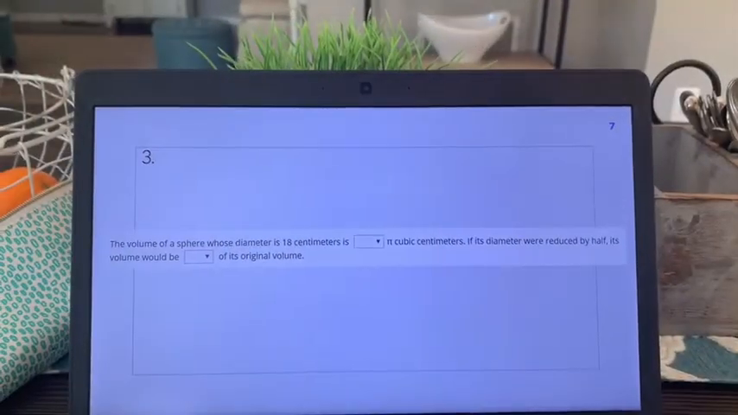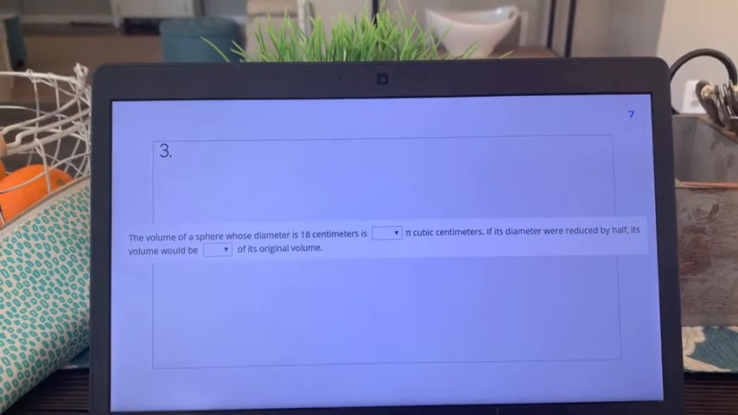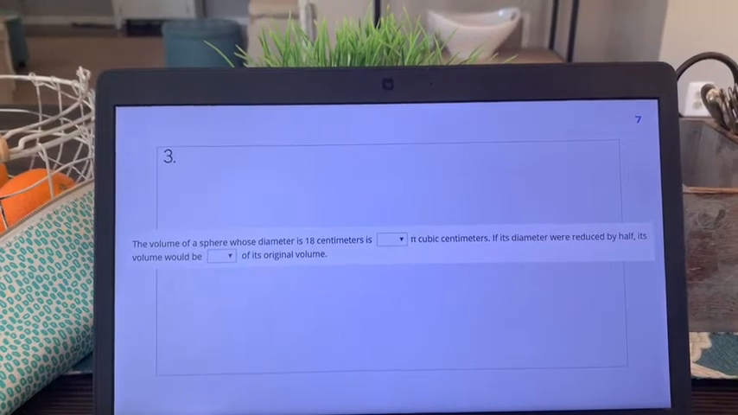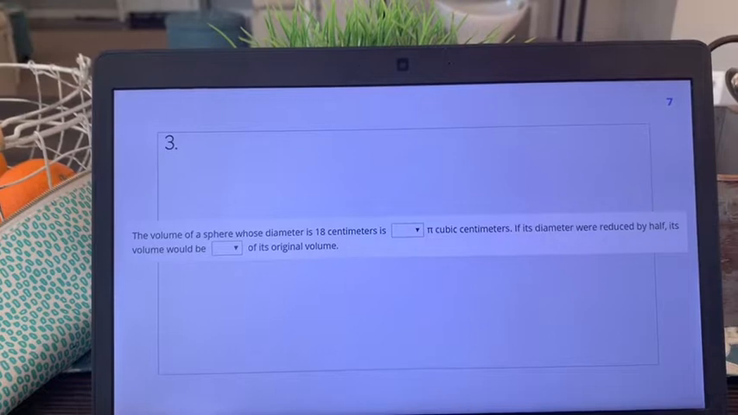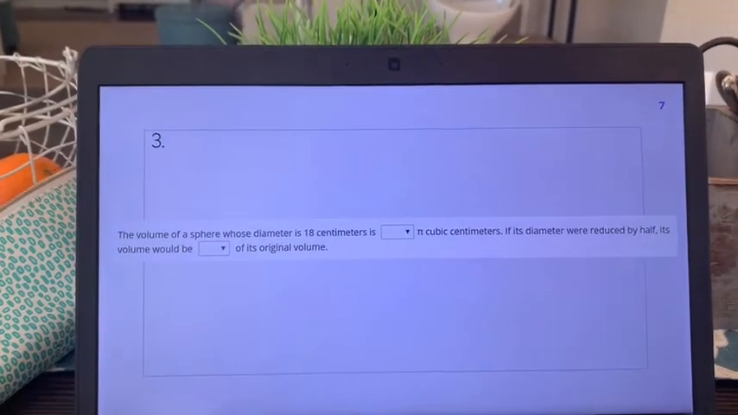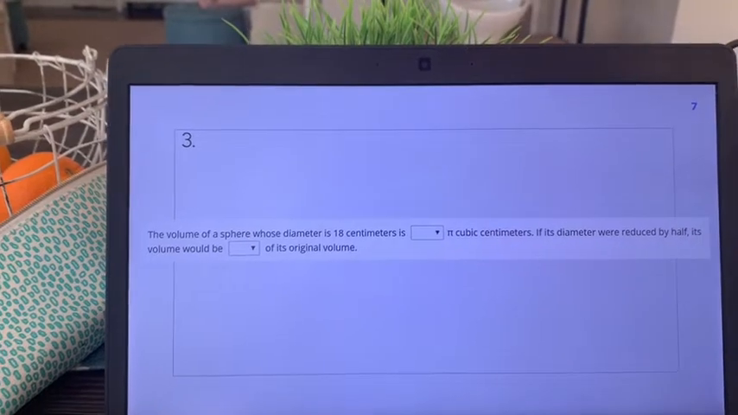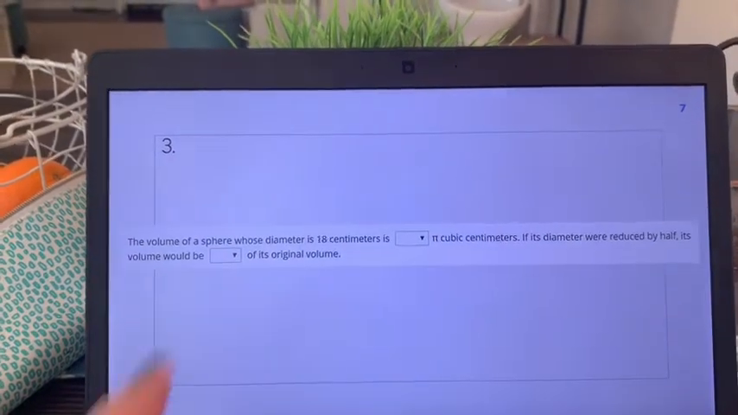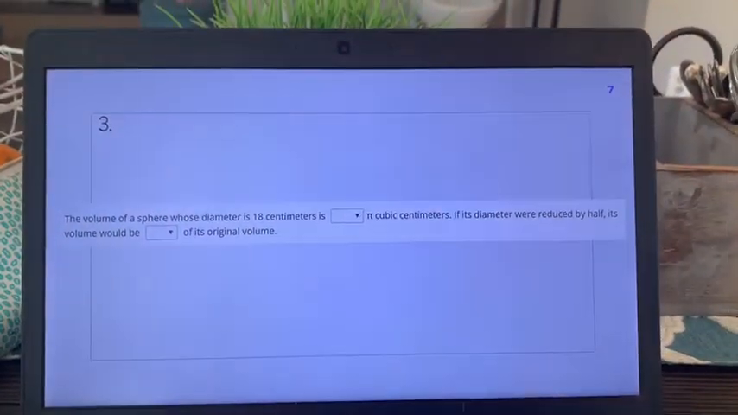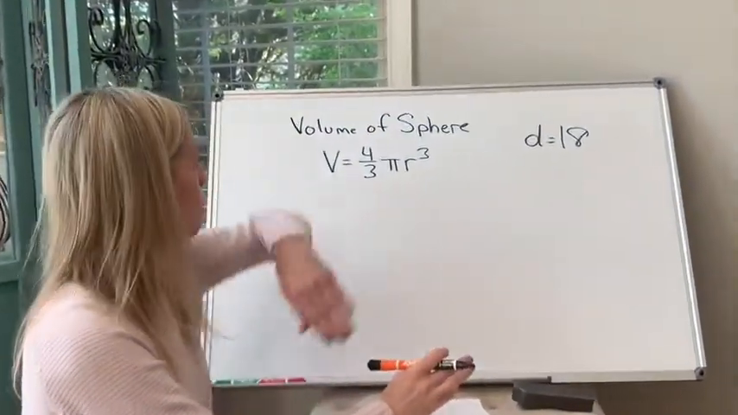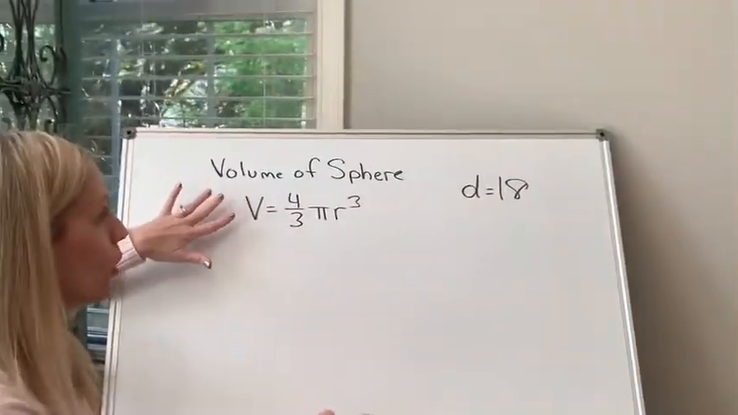All right, number 3 says the volume of a sphere whose diameter is 18 centimeters is so many cubic centimeters. That cubic is telling you you're finding the volume. And then it says if its diameter were reduced by half, its volume would be blank of its original volume. So now we're dealing with a sphere, and the first thing we want to do is calculate the volume. So we'll go ahead and do that. For this, we need the volume of a sphere. The volume is 4/3 times pi r cubed.